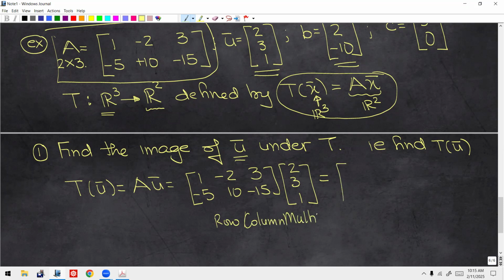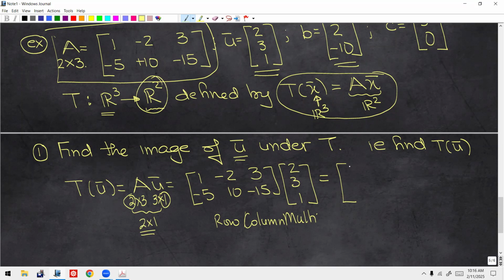Correct? So if I do that, and by the way, if you look at it, this matrix A was 2 by 3, and U is 3 by 1. It's got 3 components. So when you multiply this, you're going to end up with 2 by 1, which is in R2. Okay, it's got 2 components and 1 column.